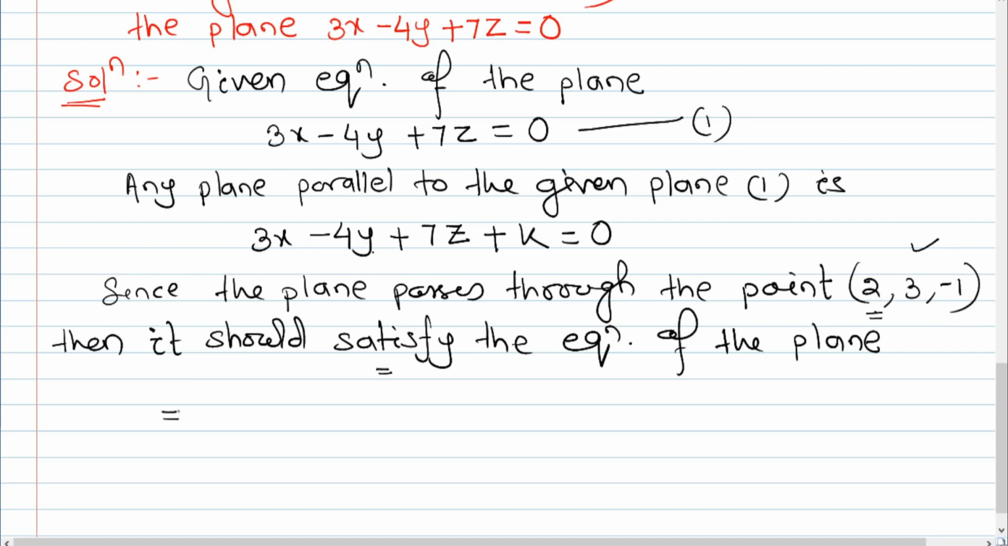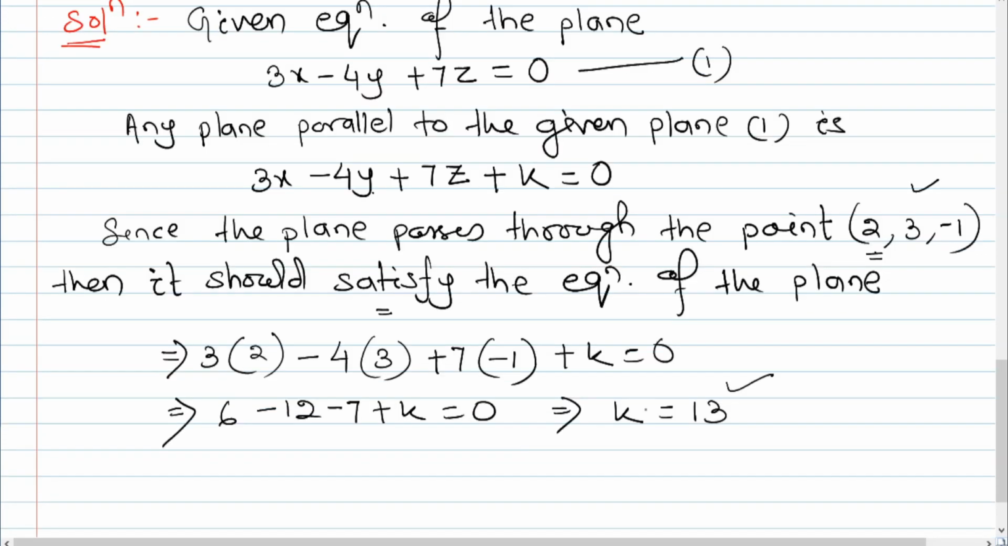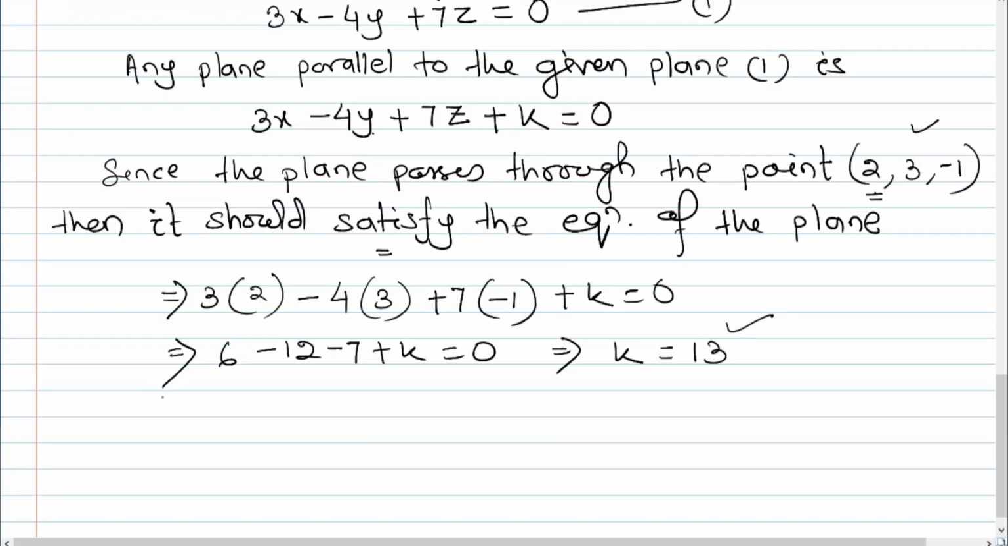So therefore we write here 3 into 2, where x is replaced by the x coordinate, minus 4 into 3, where y is replaced by the y coordinate, plus 7 into minus 1, where z is replaced by the z coordinate, plus k is equal to 0. So you can find the value of k. This is 6 minus 12 minus 7 plus k is equal to 0, or in other words k is equal to 13. So from this we have found k is equal to 13. Now by putting k equal to 13 you can find the equation of the required plane.